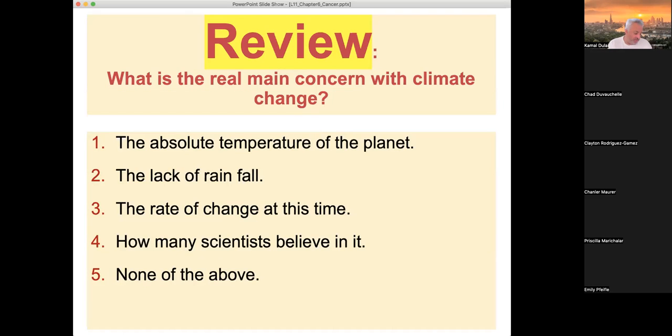Before we move on, let's do a quick review of what happened in the previous chapter. So in chapter 5, we were looking at climate change. And these are the takeaways, right? So what was the real main concern with climate change? So you have 5 answers there. So if you don't mind, pick what you think would be the most appropriate answer from this list of 5 choices. So here we go. So this is a question. What was the real main concern with climate change today?